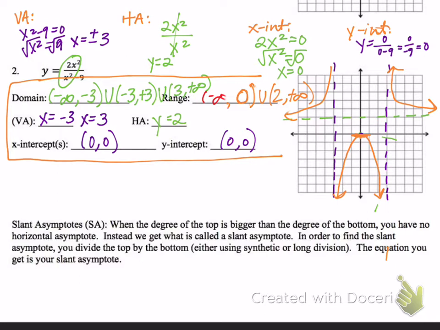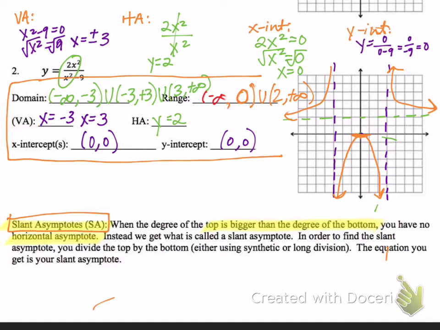Okay, so slant asymptotes, we're going to talk about those. That is whenever your degree on the top is bigger than the degree on the bottom. It says that we have no horizontal asymptote, but we do have a slant asymptote. Like in the example of number 1, there was no horizontal asymptote, but you did have slant asymptotes.